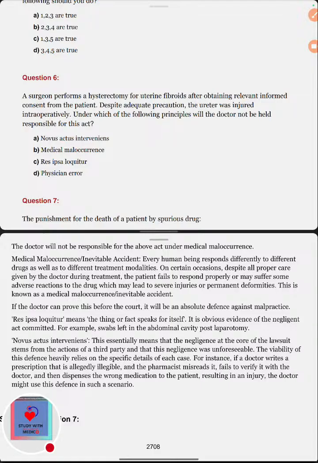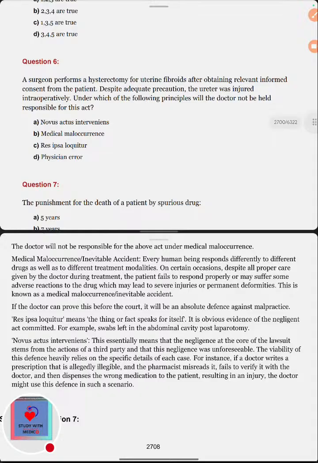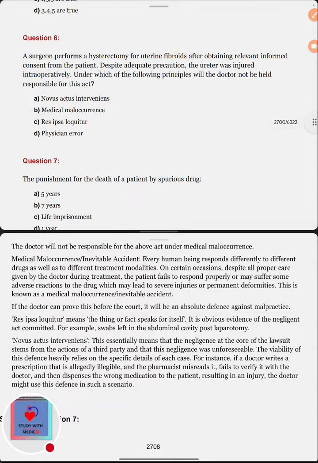Every human being responds differently in different circumstances and to treatment modalities. On certain occasions, despite all proper care given by the doctor, the patient fails to respond properly or the treatment is less effective. Those patients may suffer severe injuries, which are cases of misadventure or inevitable accident. If the doctor can prove this before the court, it is an absolute defense against malpractice.